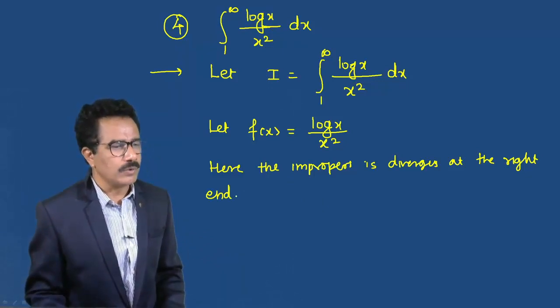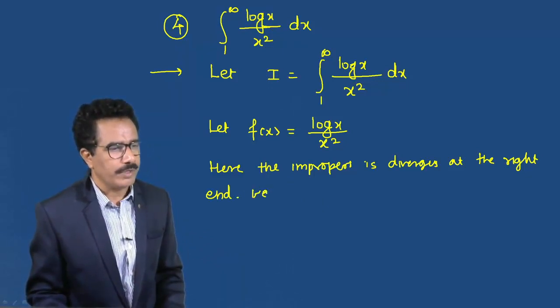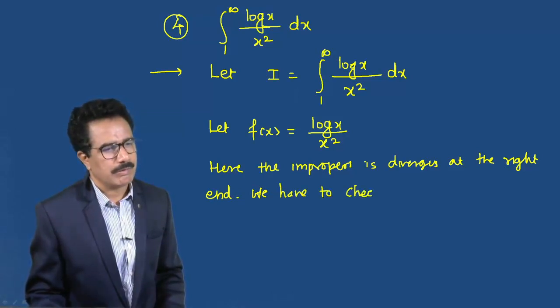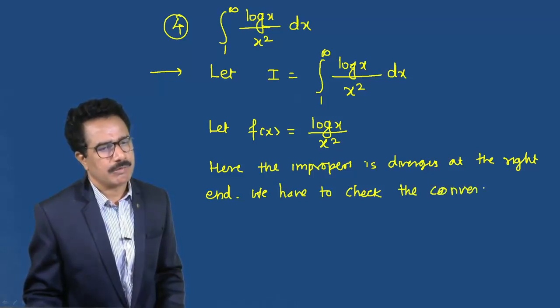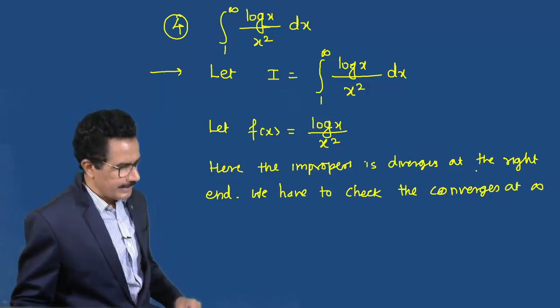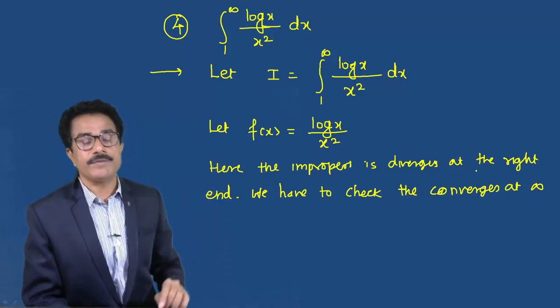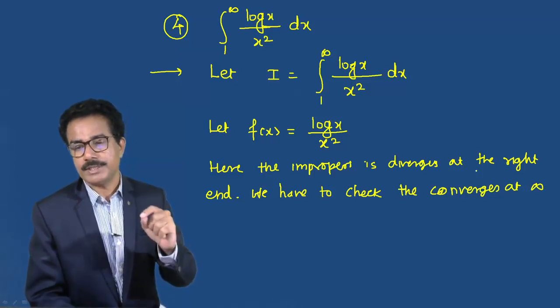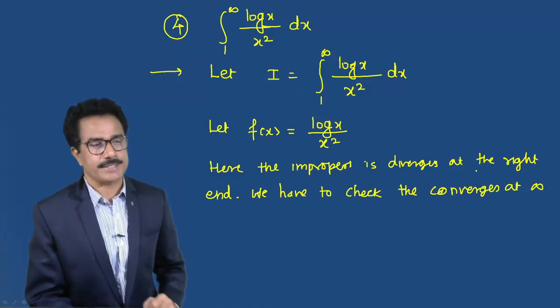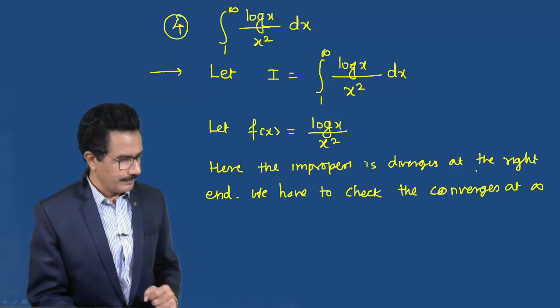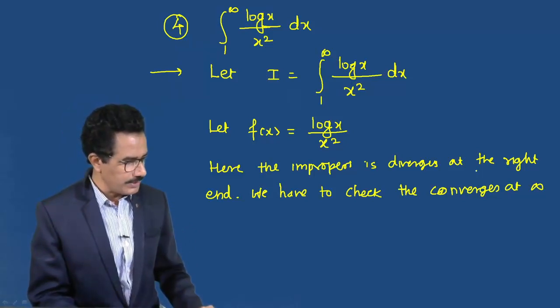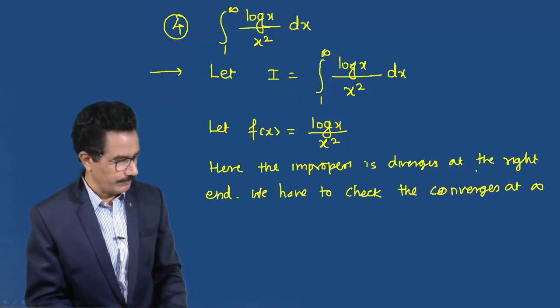Now we have to check the convergence at infinity. Now we have considered the function f of x. Now we have to consider some particular function g of x, such that x raised to mu.